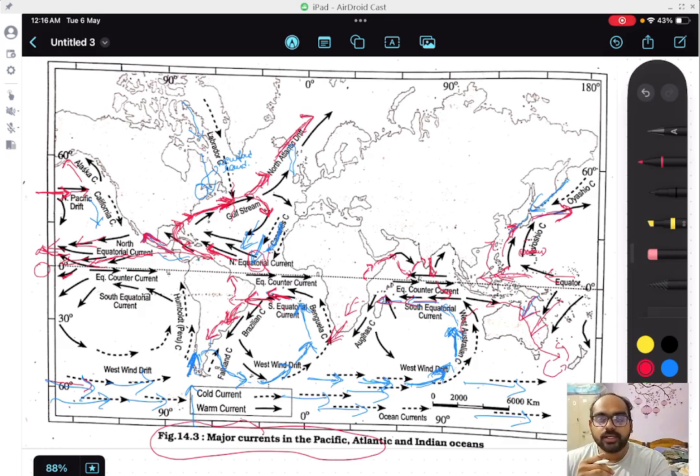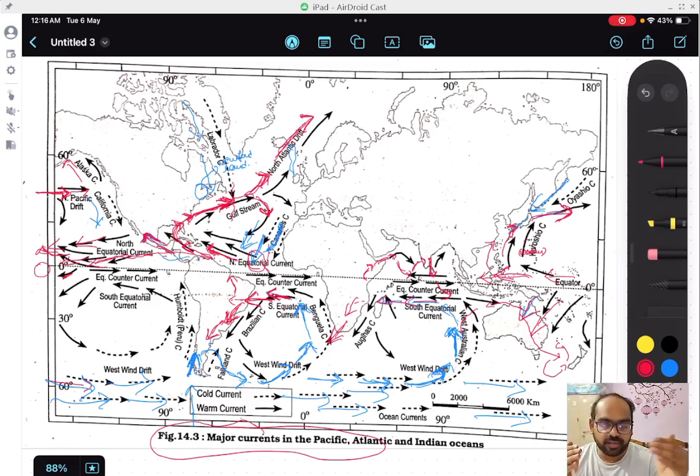Okay, and we will also talk about El Nino and La Nina during world climate, because El Nino and La Nina are closely associated with the movement of the ocean currents in the Pacific Ocean. Okay, we will look into it once we deal with Indian climate, because during El Nino we have droughts and during La Nina we have floods. So I will explain about El Nino and La Nina while we are discussing Indian climate. For now, this is about oceanic currents.